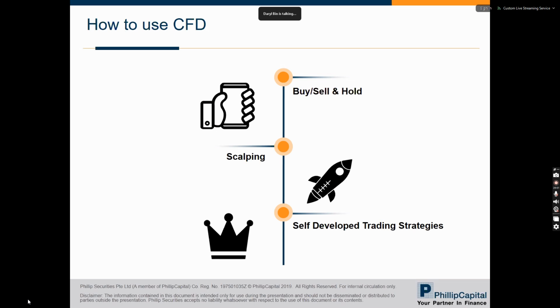So how can we use CFD? Actually, there are many ways to trade CFD depending on your type of strategy, your goal, and what you want to achieve at the end of the day. Some people buy, sell, and hold. Some people use the scalping strategy. Some use self-developed trading strategies, which I'll share more about later on.